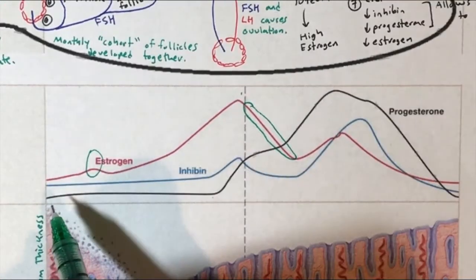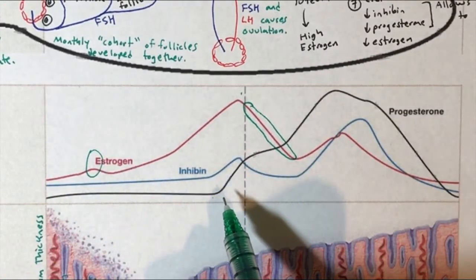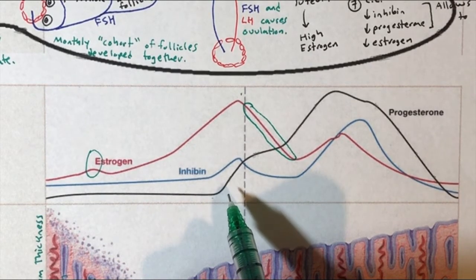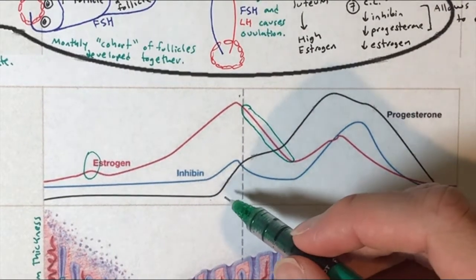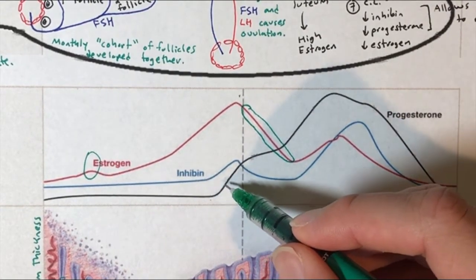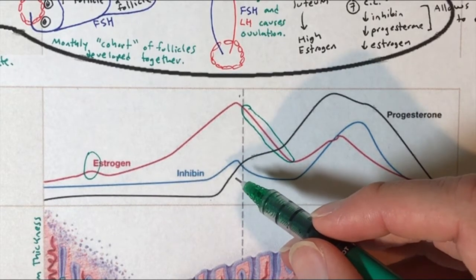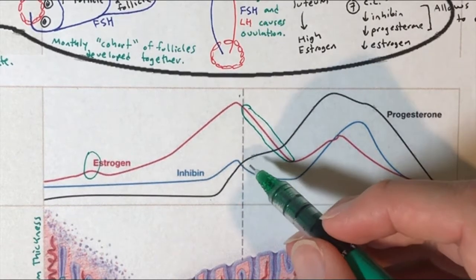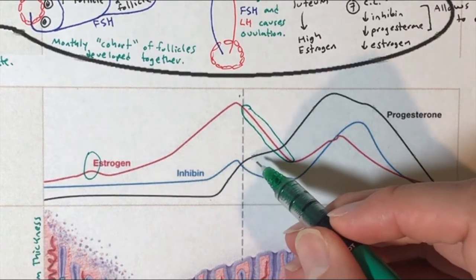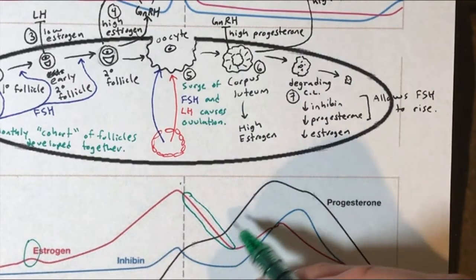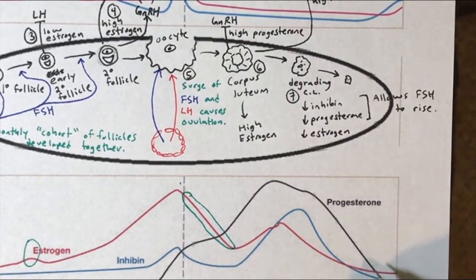Finally, progesterone stays pretty flat in the follicular phase of the ovarian cycle. And then before ovulation, progesterone increases. We don't have an explanation for that in this worksheet either. But it continues to increase because of that corpus luteum, and then it goes down as the corpus luteum degrades.